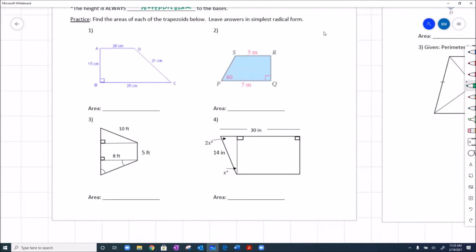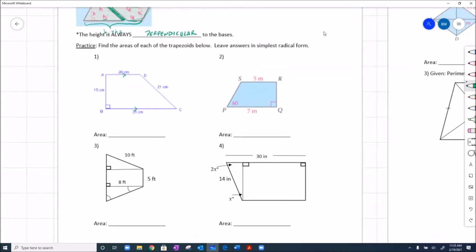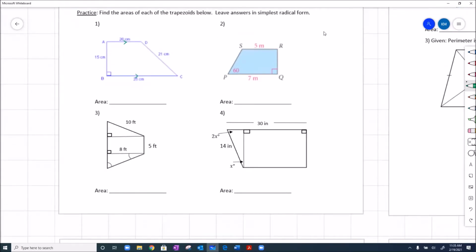So here, let's look at a few examples. It says find the areas of each of the trapezoids below. Leave answers in simplest radical form. Okay, so our first trapezoid, we're given really everything we need. Just make sure that you identify the bases as the parallel sides. Those parallel sides should be the bases in the trapezoid. So area equals 1/2 base 1, 20, plus base 2, 25, times our perpendicular height, 15. Pretty easy question in the sense that they gave us everything we need to know.